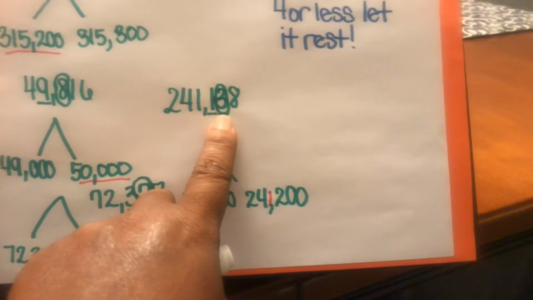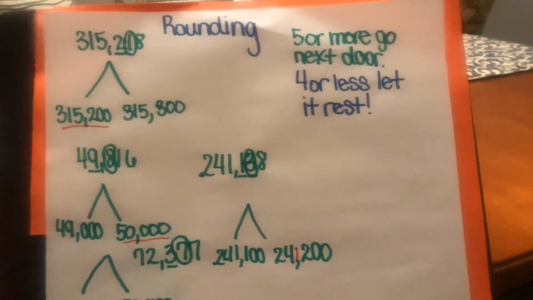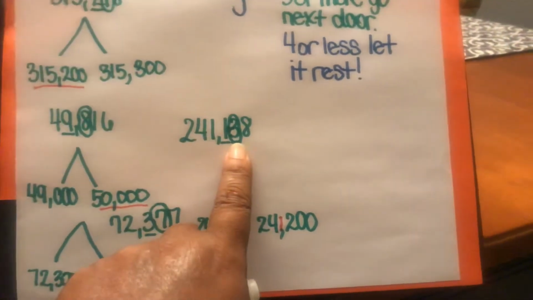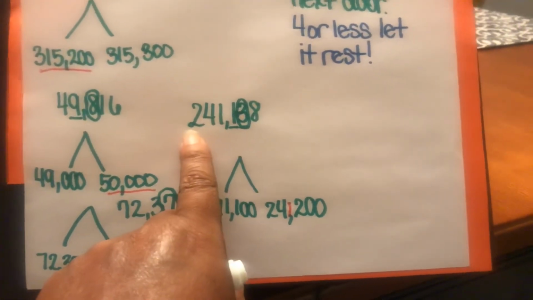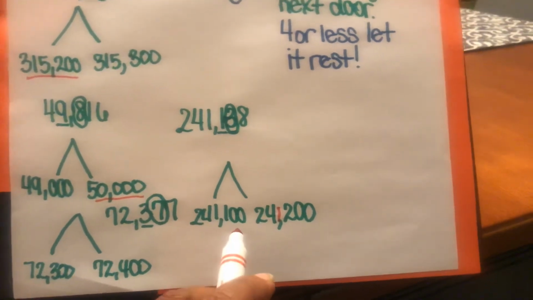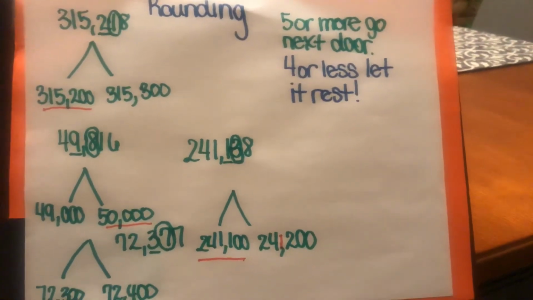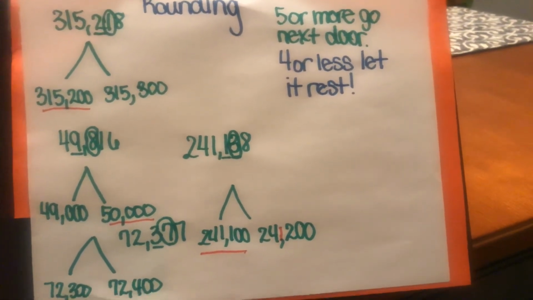This 3, the number that I circled, is the one that determines if I round up or down. 4 or less, I let it rest. The number 3 is less than 4. So I know 241,138 will round to 241,100. I hope that helps when it comes to understanding how to round numbers.